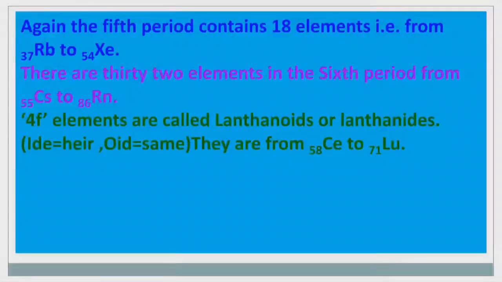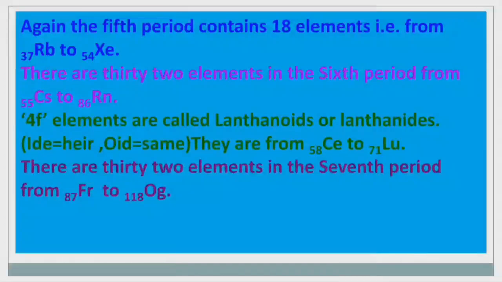The 4f elements are also called lanthanoids or lanthanides. Ide means like, oid means same. They resemble the lanthanum element. They follow lanthanum, and their properties are similar to lanthanum. That's why they are called lanthanoids or lanthanides. They are from cerium to lutetium, atomic number 58 to 71.